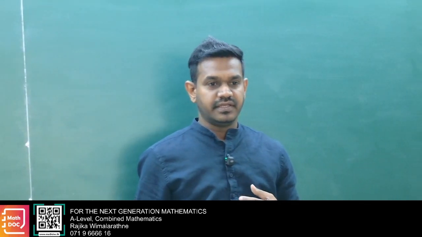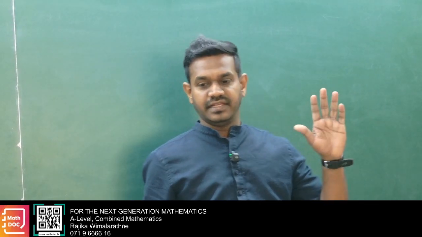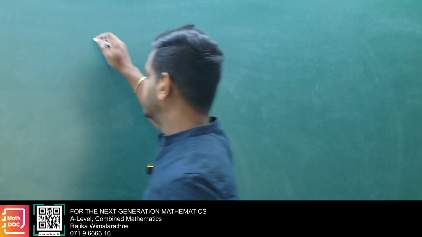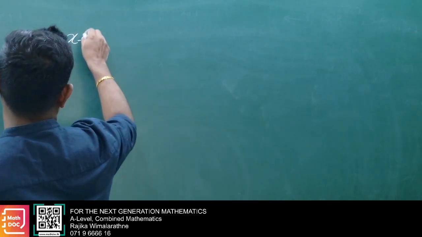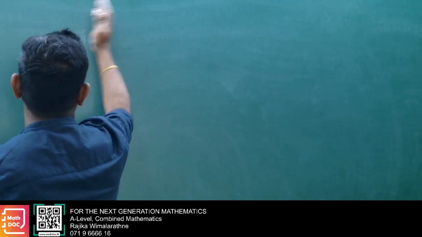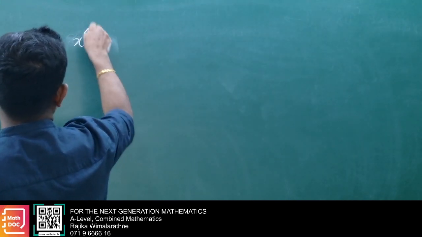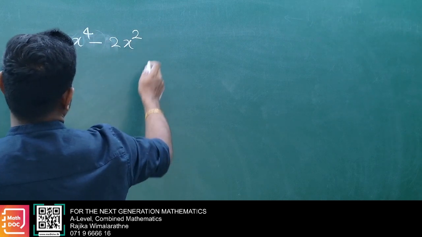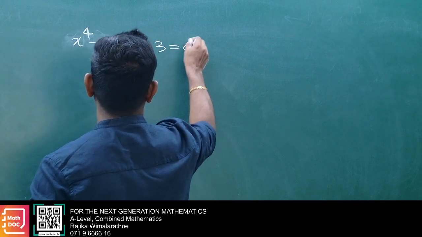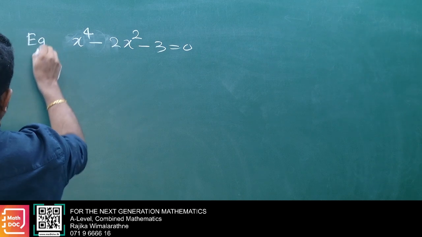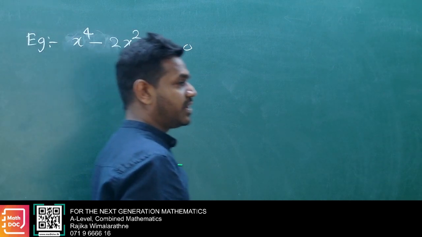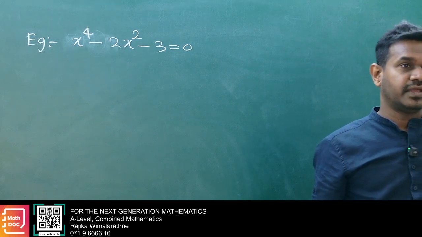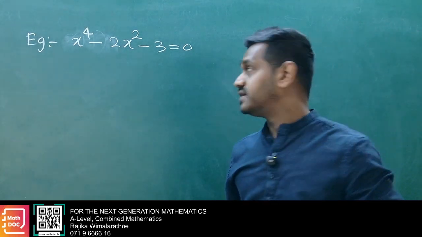Okay, now see what I am telling here. Consider x to the power 4 minus 2x squared minus 30. Here, for example, I am going to solve this one: x to the power 4 minus 2x squared minus 30. First, let's reduce this one.